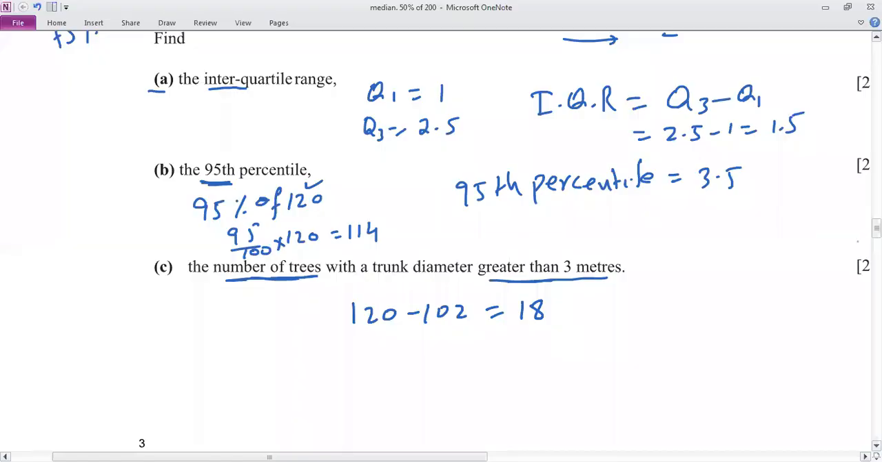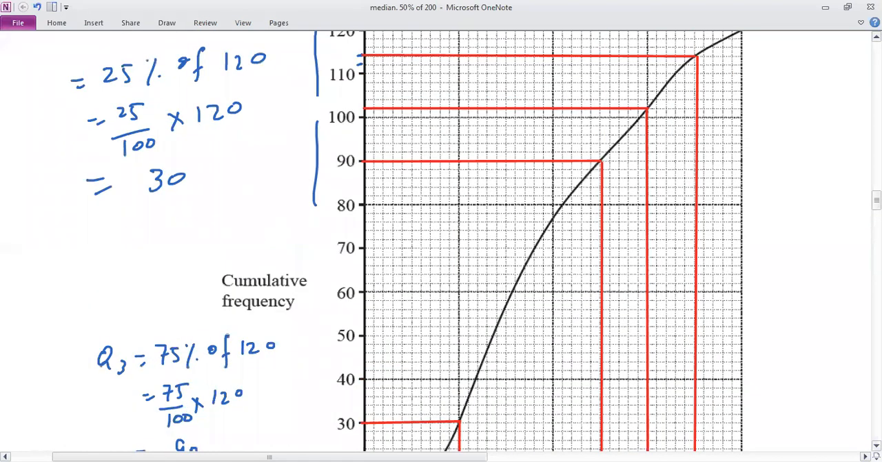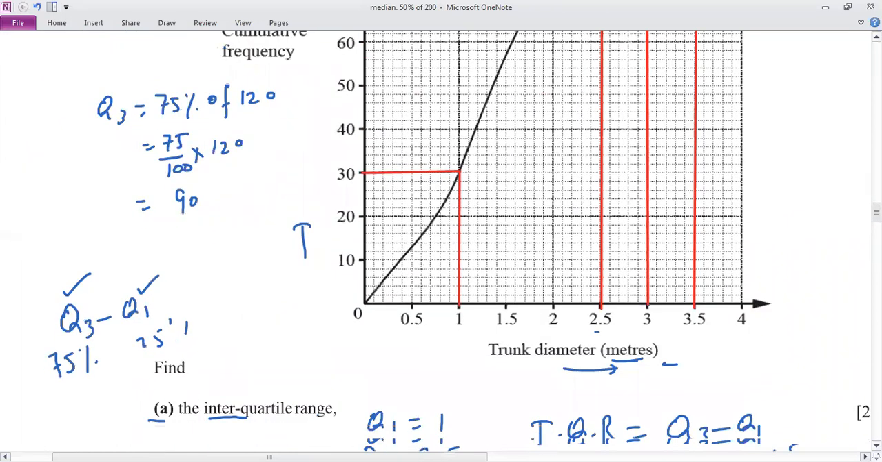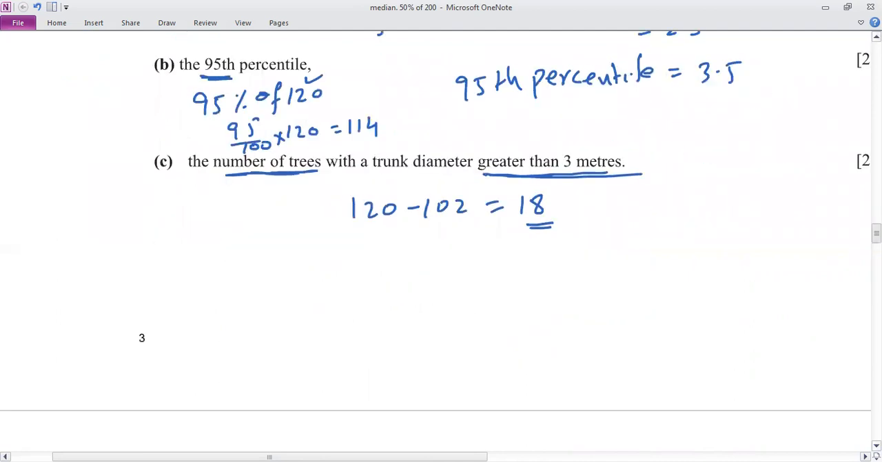Okay. Again, the question is saying for greater than 3 meters. This is the meter side. This is 3. From there, we draw the line where it touches the curve. From there, I will go to that side. So this is 102. The numbers coming to this side are less than 3, and going above this one are more than 3. Total are 120. Out of that, 102 are less than 3, so the remaining will be 18. 18 trees are having diameter greater than 3 meters. Understand?